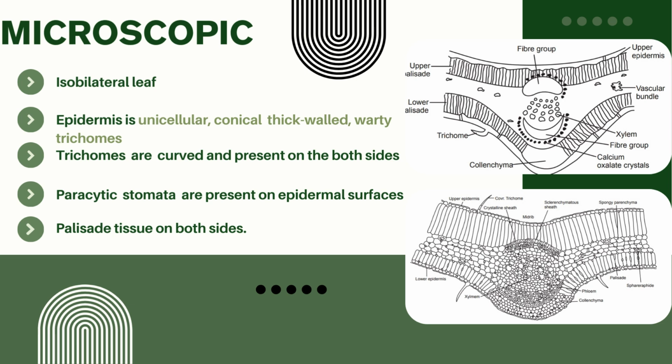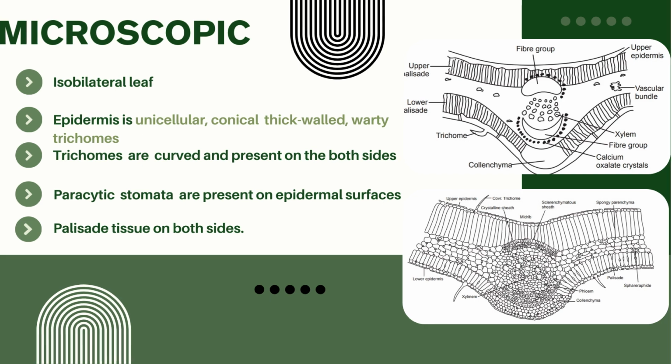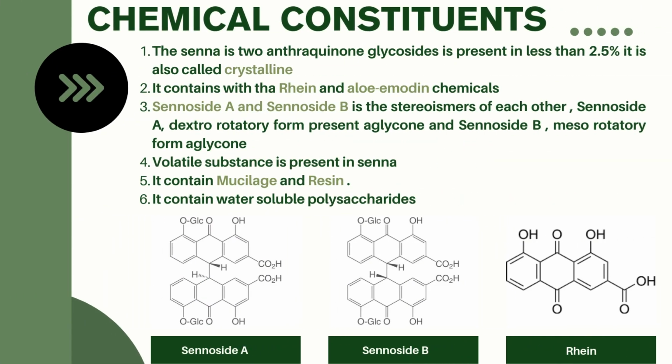Deeper within, one can find sclerenchymatous fiber for support and bundles of xylem and phloem, as well as calcium oxalate crystals and spongy parenchyma. Each structural detail contributes to the leaf's mechanical strength and defense while serving as features for authentication.